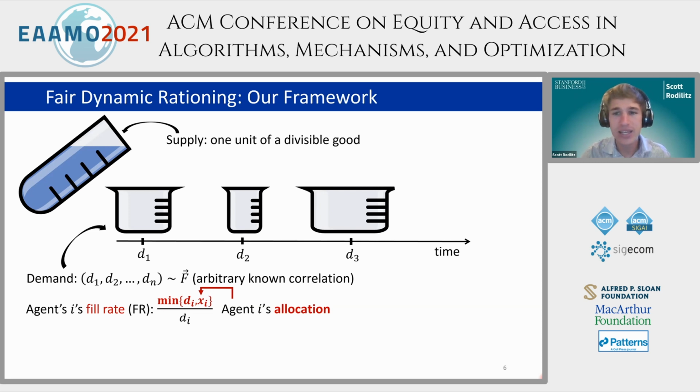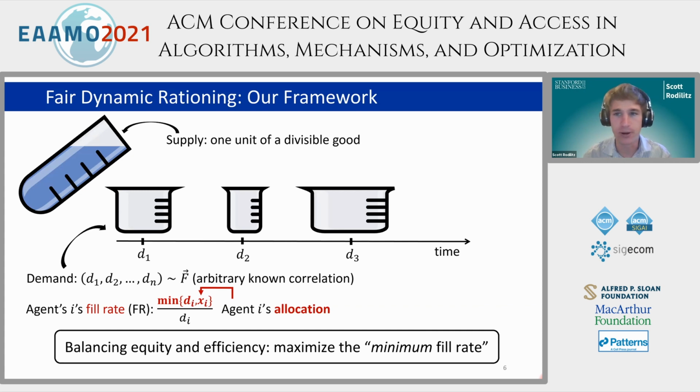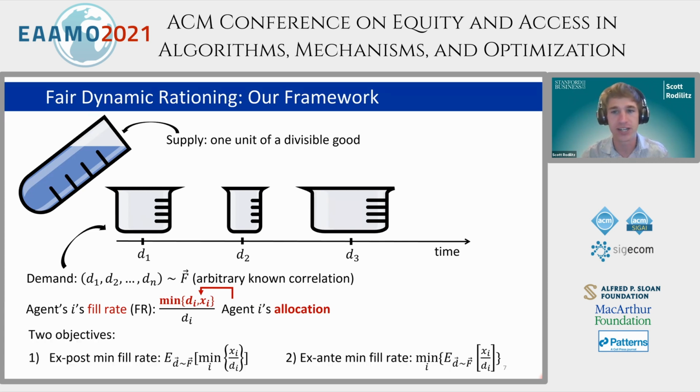And to balance equity and efficiency, our goal is going to be to maximize the minimum fill rate. I put this idea of a minimum fill rate in quotes because it's somewhat poorly defined for the stochastic process. There are a few different ways we can think about taking expectations, and those correspond to two different objectives, two different notions of fairness. The first is the ex post minimum fill rate, which is about fairness in observed outcomes. And the second is the ex ante minimum fill rate, which is about fairness in expected outcomes. So we're going to care about both of these objectives, and we'll have results for each of them.